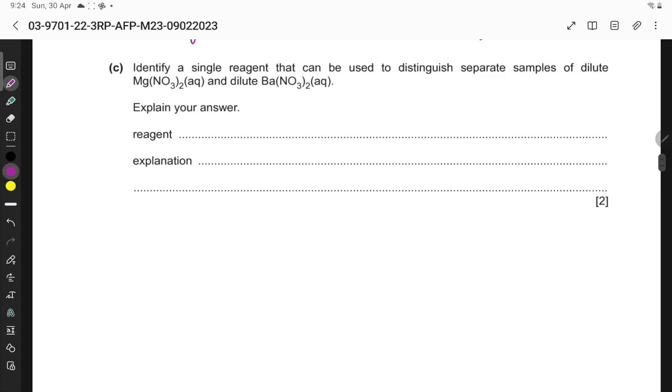Identify a single reagent that can be used to distinguish separate samples of dilute magnesium nitrate and dilute barium nitrate aqueous. The single reagent is sodium sulfate, Na2SO4, which forms barium sulfate. Add sodium sulfate to both solutions.